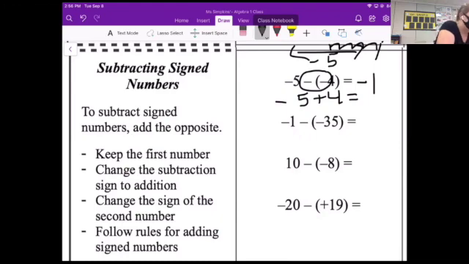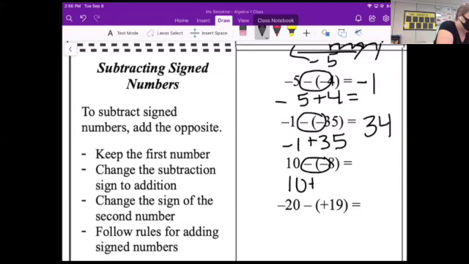Same rule goes for this one here too. These two would change to a plus. -1 plus 35 would be 34. Same here. We have those 2 minuses. 10 plus 8 would lead me to 18. Before I move to the last one, are we cool with those first 3 for subtraction? Awesome.